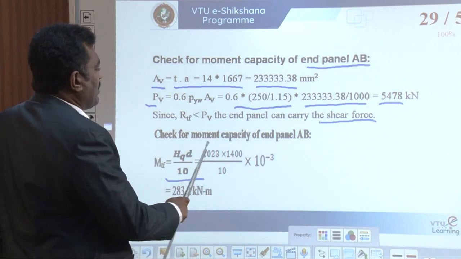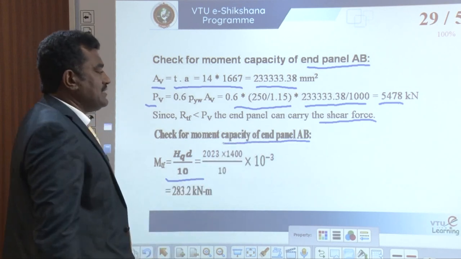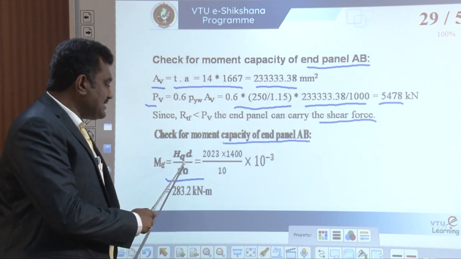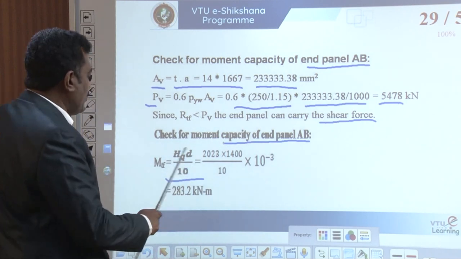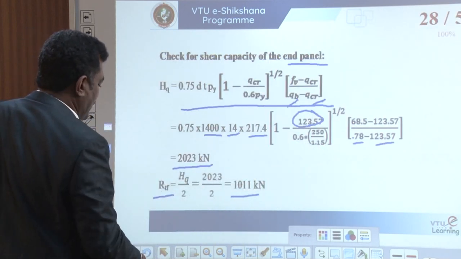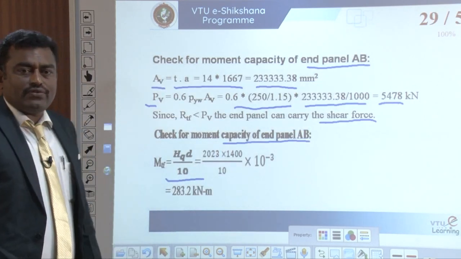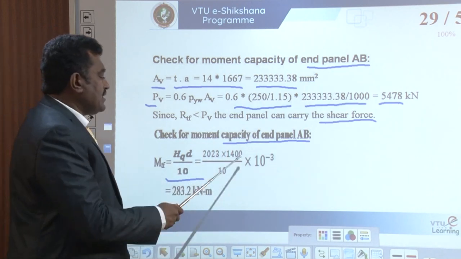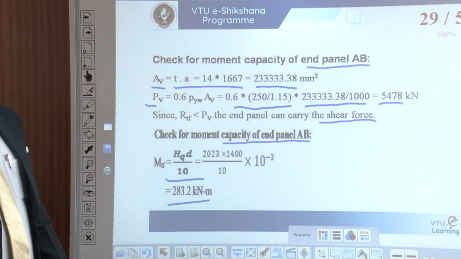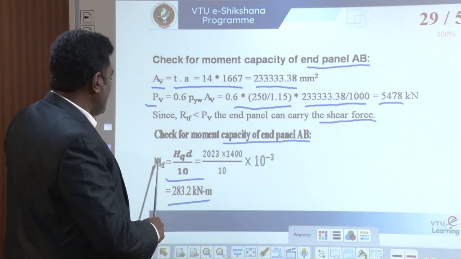Then check the moment capacity of the end panel. To check the moment carrying capacity of the end panel, MTF is equal to capital HQ D divided by 10. HQ is 2021. Substituting 2021 here, with D as 1400, divided by 10, all into 10 raised to minus 3, gives 283.2 kilonewton meter moment, which acts at the flange.